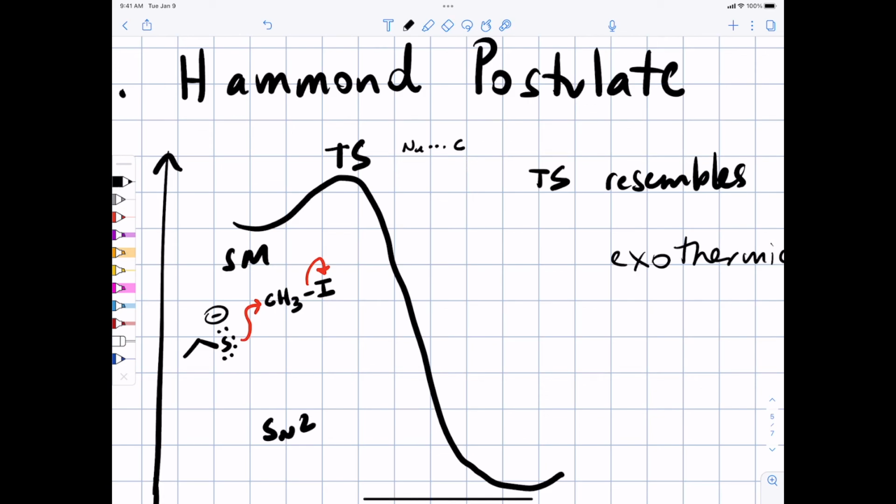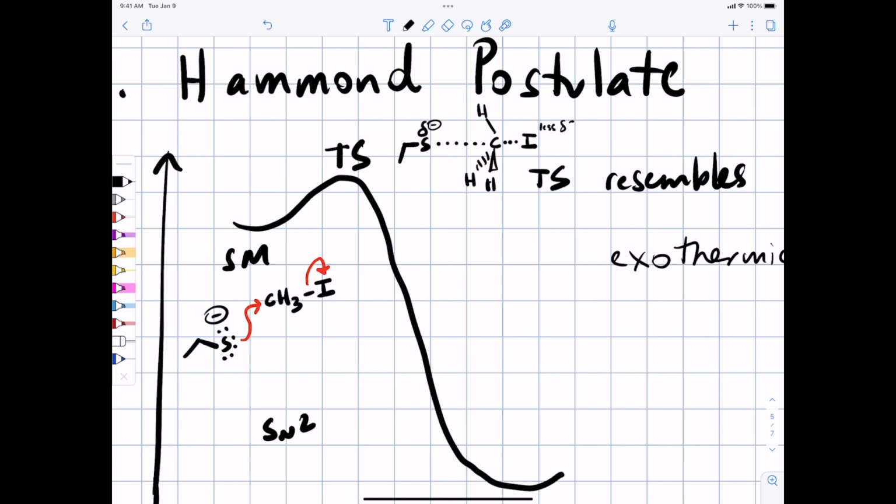The breaking bond between carbon and iodide would resemble starting material, so that bond is going to be shorter than the incoming bond between our nucleophile, whatever it is, and there should be more negative charge here, less negative charge there, and you would predict the hydrogens would be not perfectly planar. So we'd have to do the calculations to figure that out, but that's what an early transition state would look like.